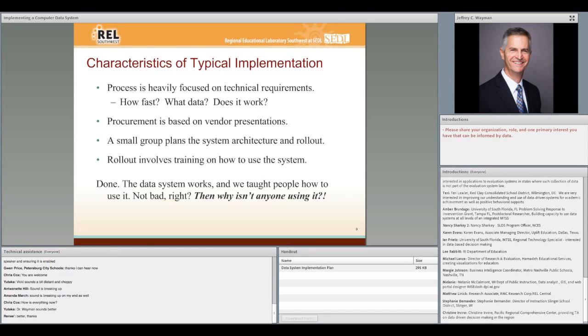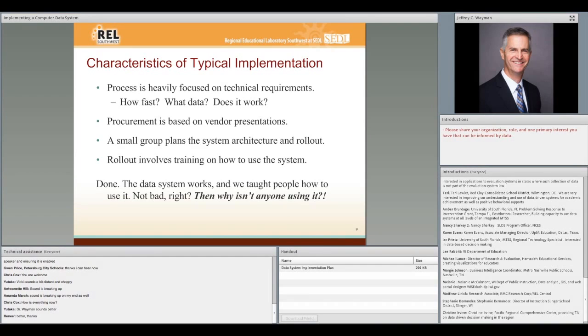So we have a data system now that we've built or we've bought. We've put it in place. We're very proud of it. And we taught people how to use it. This makes sense, right? I mean, the data system worked. We taught everybody how to use it. Why isn't anybody using it? We had a plan, and our plan worked, but why isn't anybody using it?